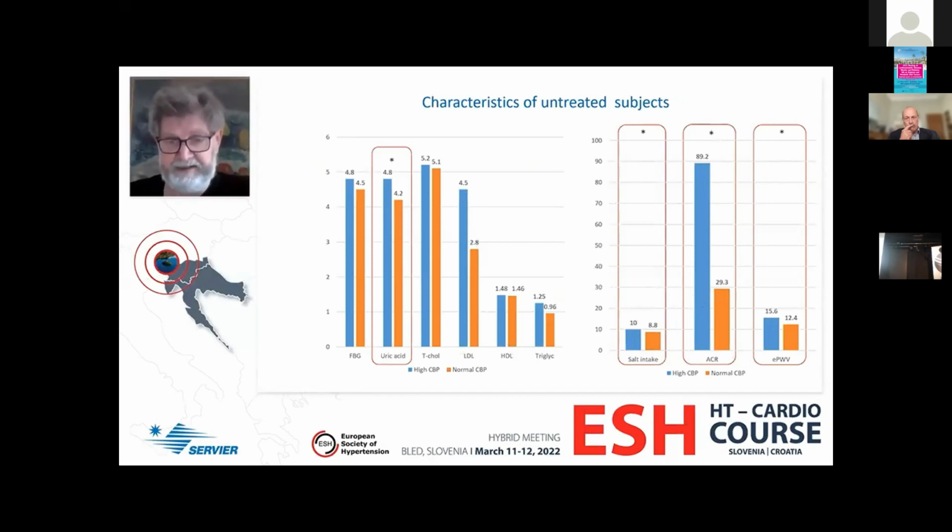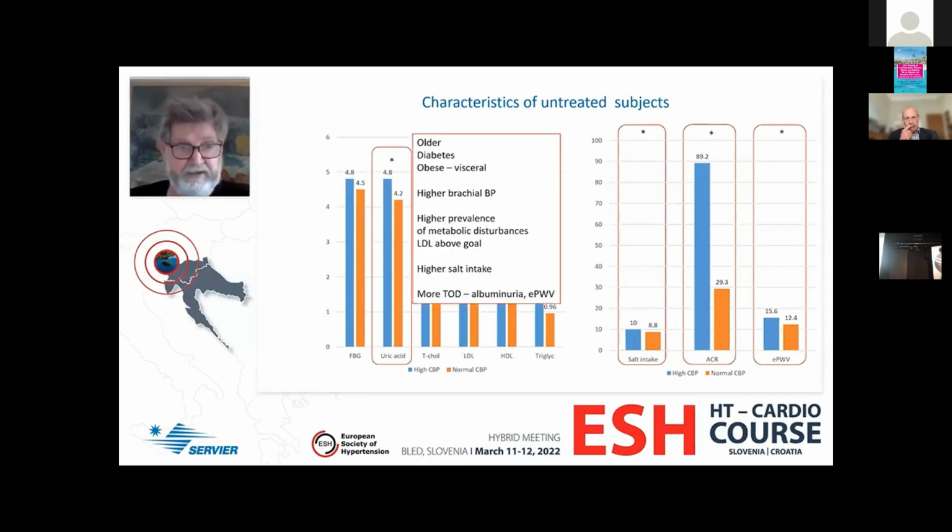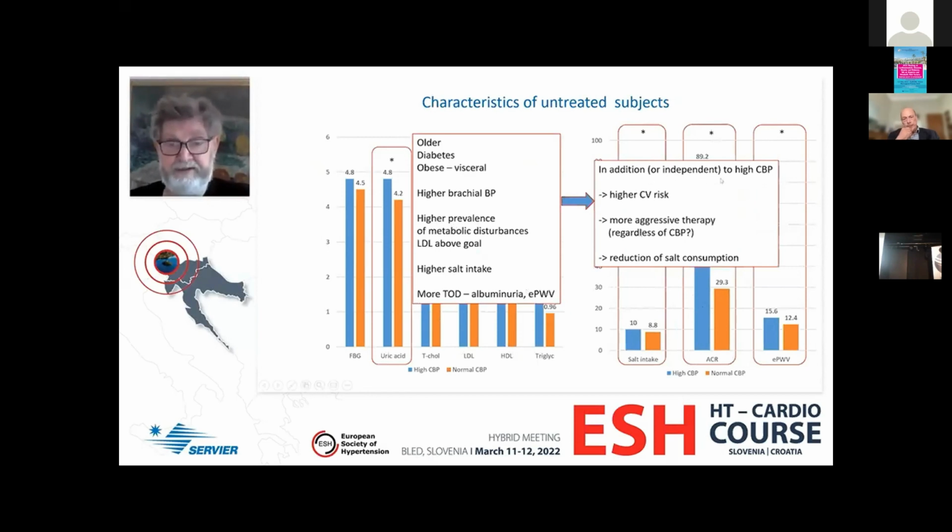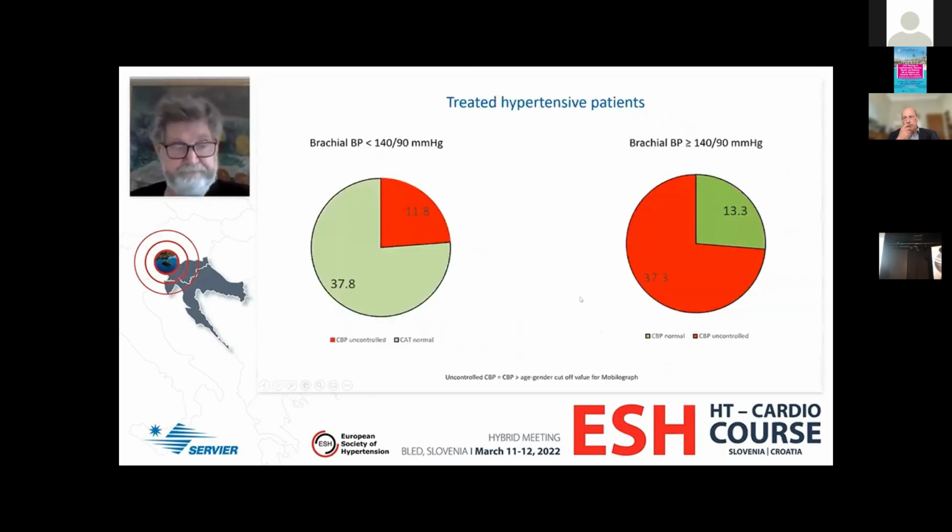At the moment, we didn't analyze ECG parameters, but it will be done very soon. So in addition, they have a higher prevalence of metabolic disturbances, LDL above goal, higher salt intake, and more target organ damage, more albuminuria, and stiffer large arteries. So in addition, or maybe independent of high central blood pressure, they have high or very high cardiovascular risk. So they deserve more aggressive therapy regardless, maybe, of central blood pressure. And surely we have advised them to reduce salt consumption.